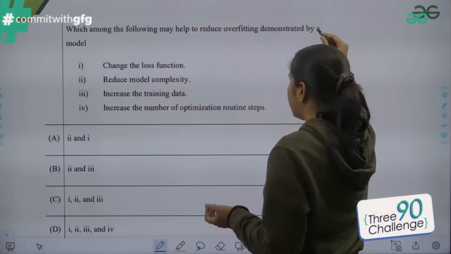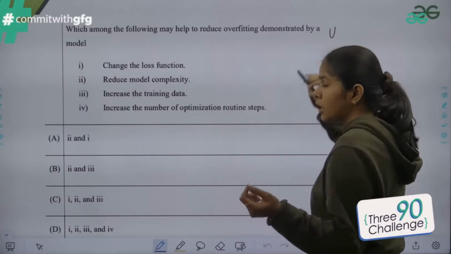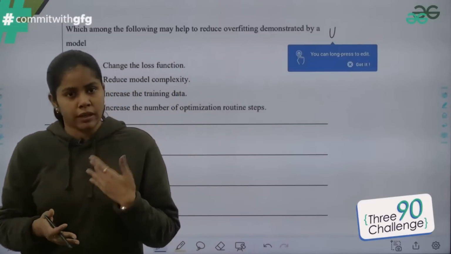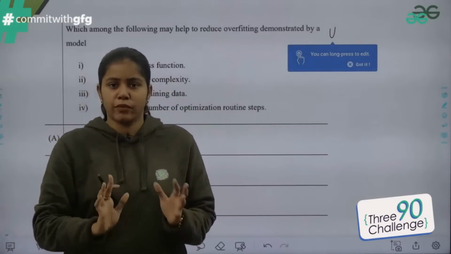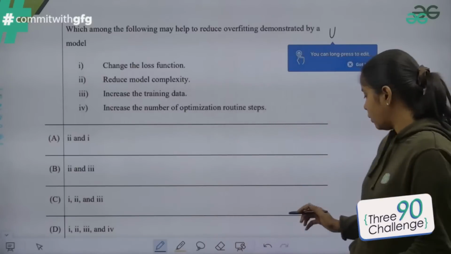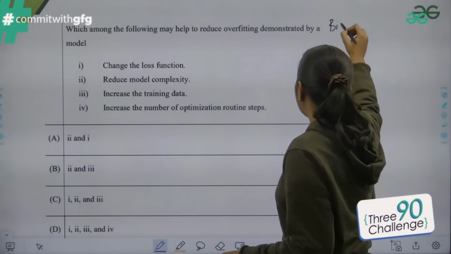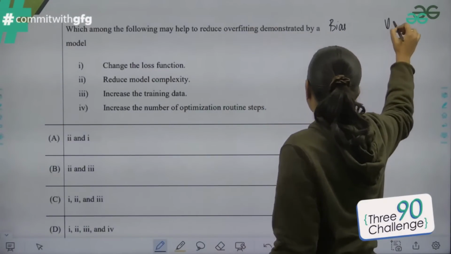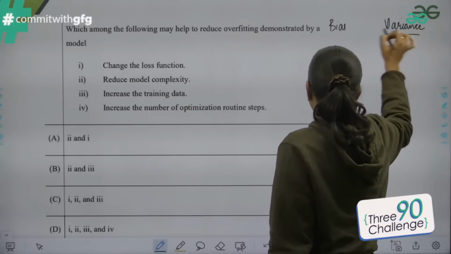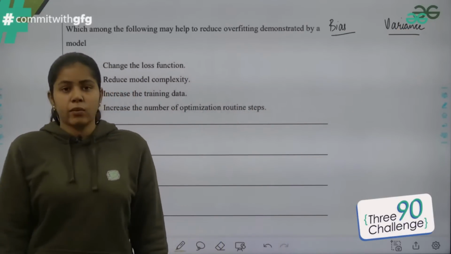So guys, let me give you a quick overview about underfitting and overfitting, because in mock exams as well, there are so many questions based on underfitting and overfitting. So this concept should be very clear to you. Before understanding underfitting and overfitting, you have to understand what bias and variance are. Does anybody know what is bias and what is variance?